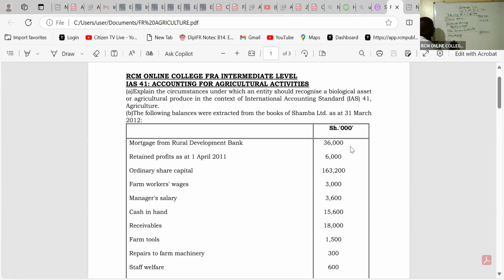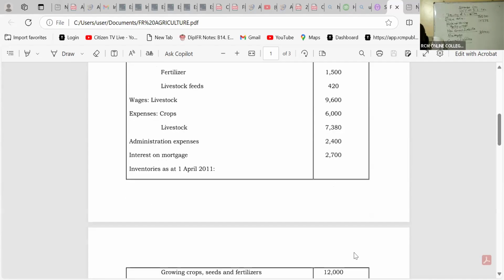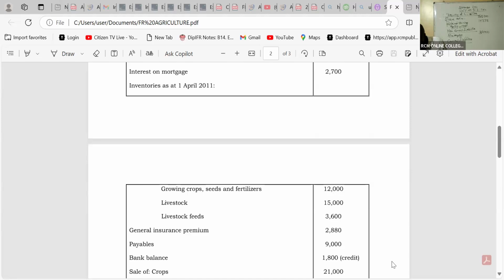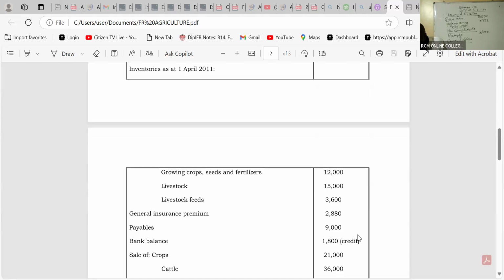We don't have any other non-current liability. So then we have the current liabilities. Ladies and gentlemen, what do we have there? Very many. We have payables. If we simply come here, you will see a place where we have payables. Payables of how much? 9,000, isn't it? Payables of 9,000.